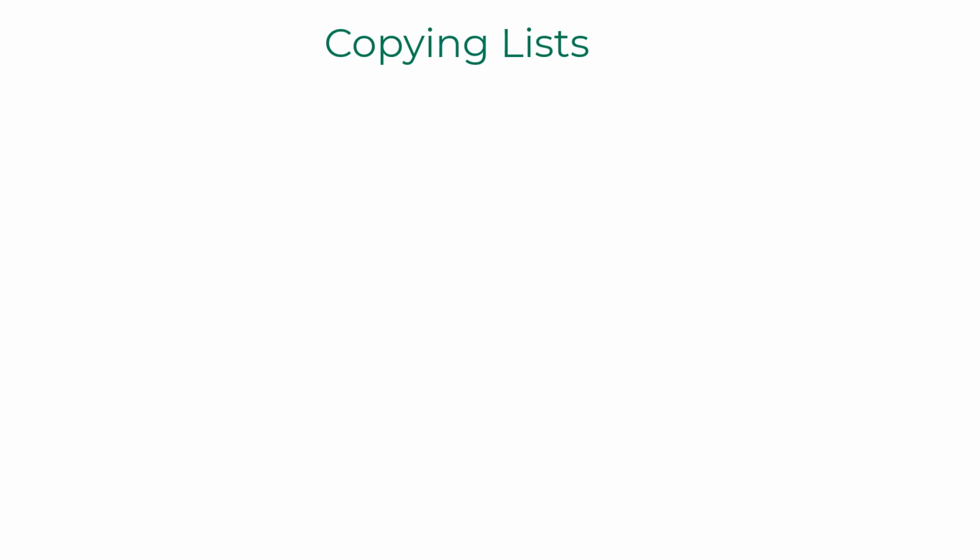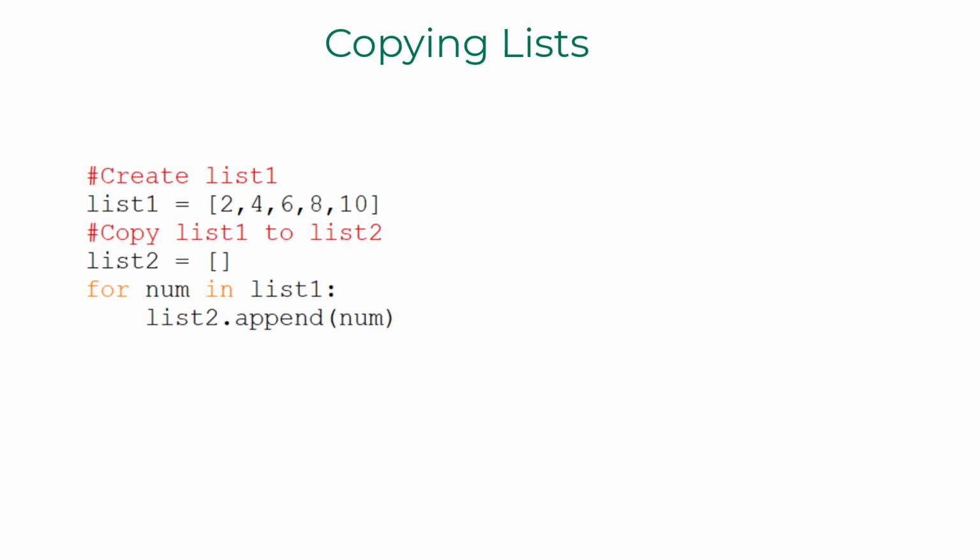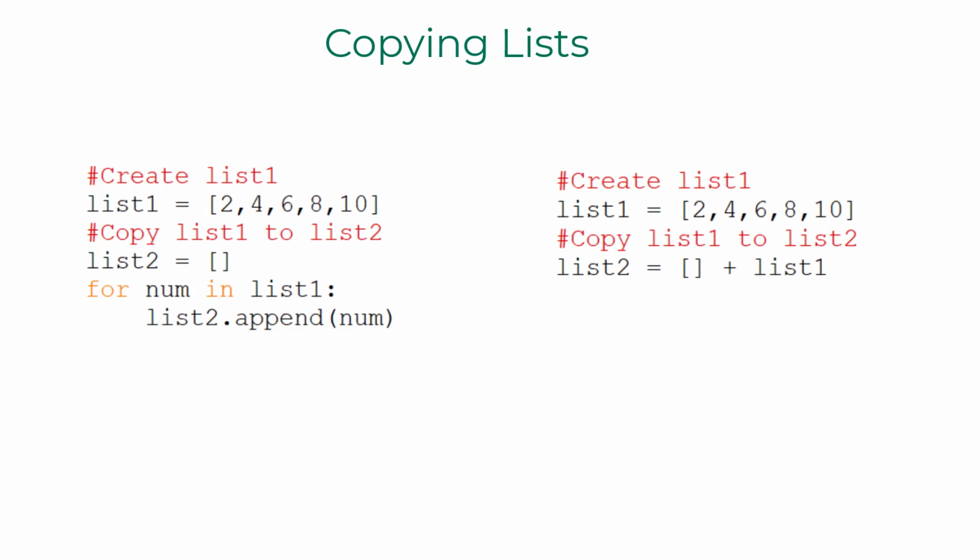Alright, now how do we create a separate copy of the list in the computer memory? One way is to create an empty list and write a for loop fetching each item from the list and appending it to the empty list. The other easy way is to simply concatenate an empty list with the original list. Creating an empty list creates a new list object to which the contents of the original list are concatenated. I would recommend you remember this and use it wherever you have to create a copy of a list.